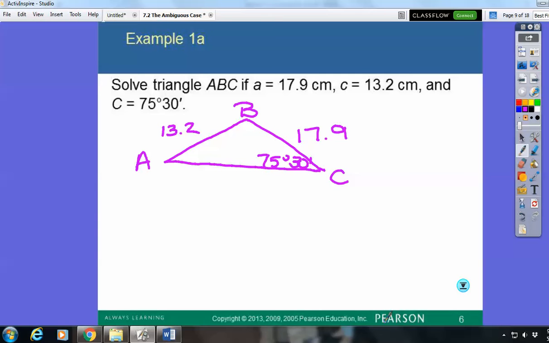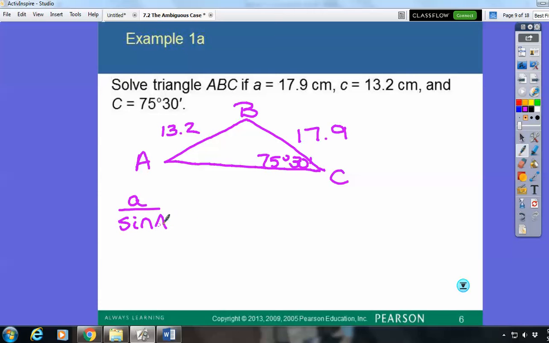Can I do Pythagorean theorem to get my missing side? No. Why? Pythagorean theorem only works if it's a right triangle. This isn't a right triangle, so we can't do that. Now, we're going to use our law of sines. Which two ratios should we be using here? C and A. Those are the two we have information about.